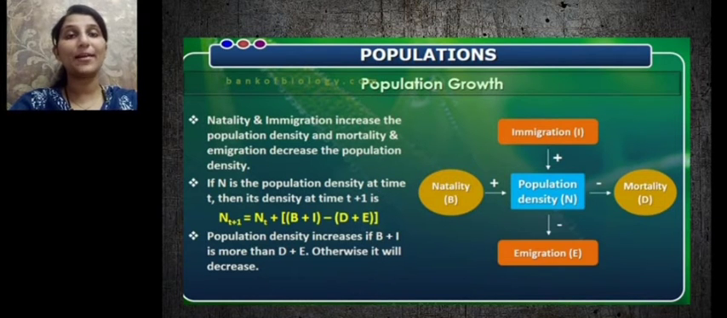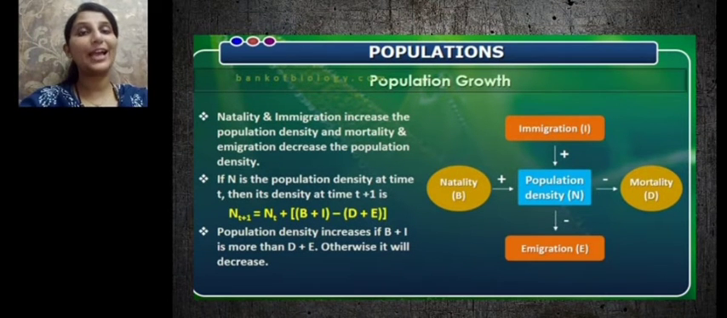If N is represented as population density at a particular time t, then the density at another time t plus 1 is denoted as N t plus 1. That is, population density at time t plus 1 is equal to N t, that is population density at time t, plus B plus I minus D plus E, that is birth plus immigration minus death plus emigration. So a population density increases if B plus I is more than D plus E. Otherwise, it will decrease. If D plus E is greater than B plus I, the population density will decrease.